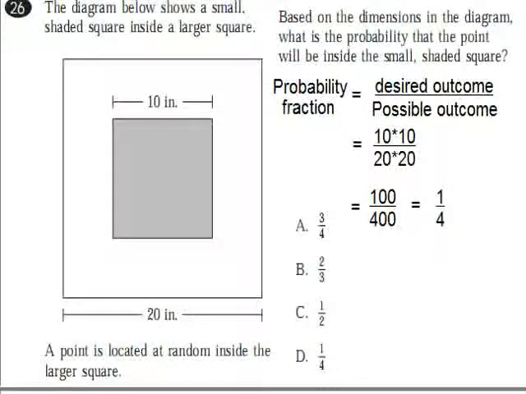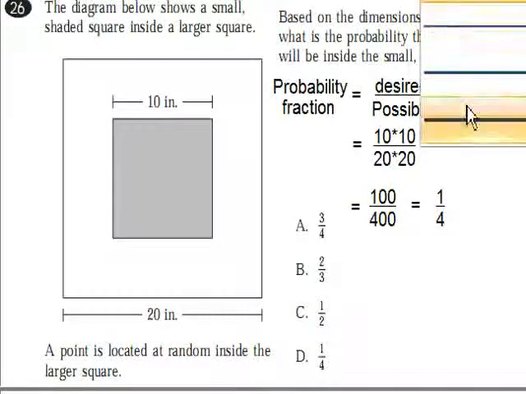Alright, so it says in number 26, the diagram below shows a small shaded square inside a larger square. Small shaded square, larger square. Small square is 10 inches on one side, large square is 20 inches on one side. So a point is located at random inside the larger square. Based on the dimensions in the diagram, what is the probability that the point will be inside the small shaded square? So you throw a random point, and what's the probability that that point will land somewhere in here?